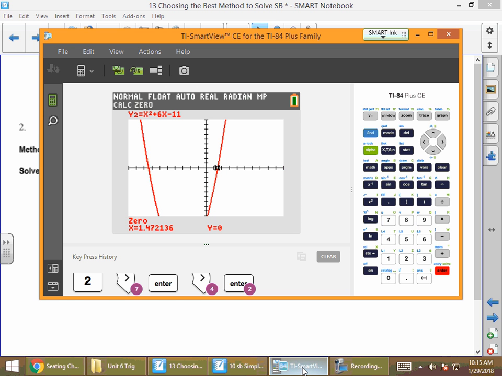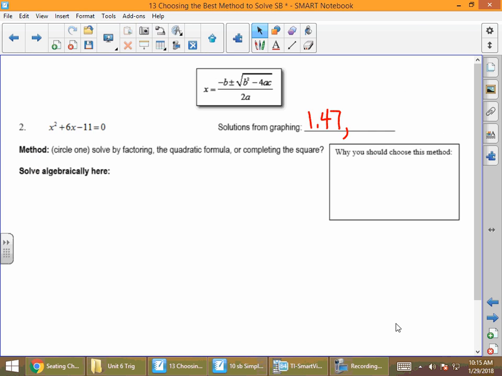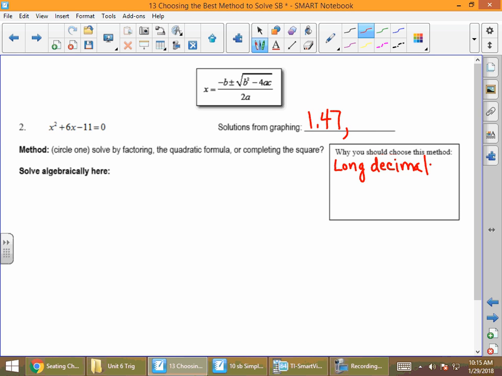And that big long decimal kind of indicates, even though I don't have the other answer just yet, the big long decimal means that I cannot factor. So the long decimal means no factoring.